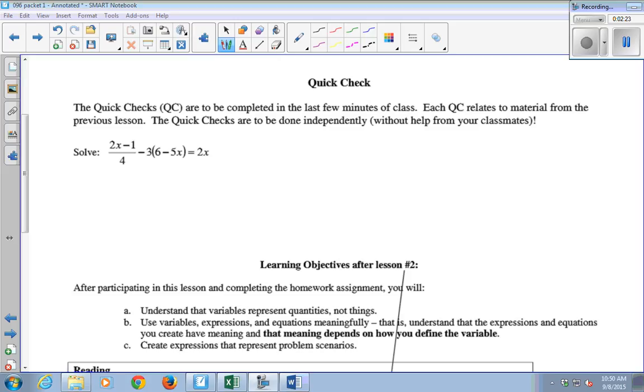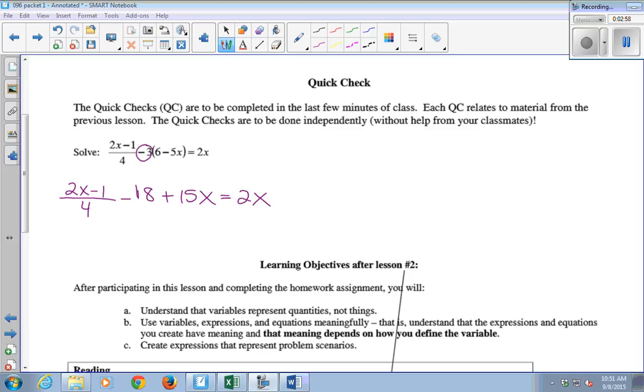So how would I get rid of these parentheses? What do I have to do? Distribute. So I'm going to distribute the -3. Whenever you see a subtraction sign or a negative sign, think of it as glued to the number that comes after it. So this is a -3 that I'm going to distribute. The 2x minus 1 over 4 doesn't change at all. -3 times 6 is -18. And -3 times -5x is positive 15x. And that equals 2x.